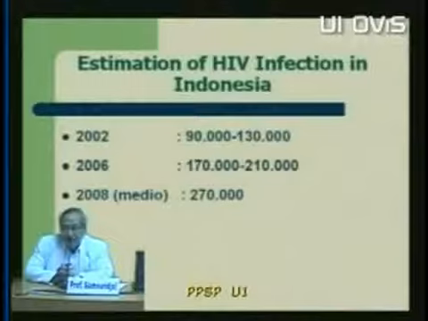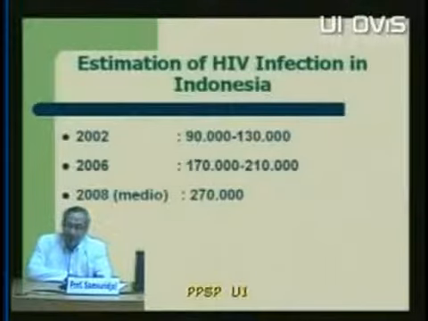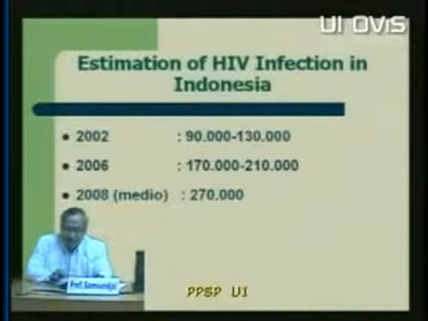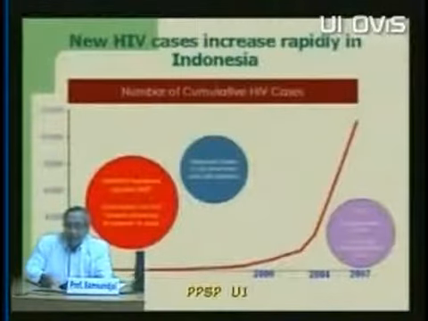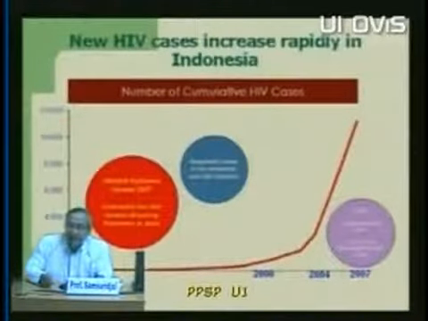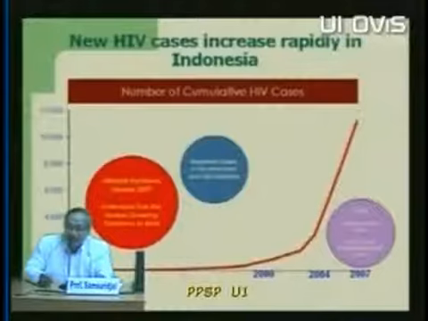Women are around 24%, and for mode of transmission, more than 50% is also IDU, like Malaysia. Slide. I already presented this diagram showing growing new cases since 2004. Slide.